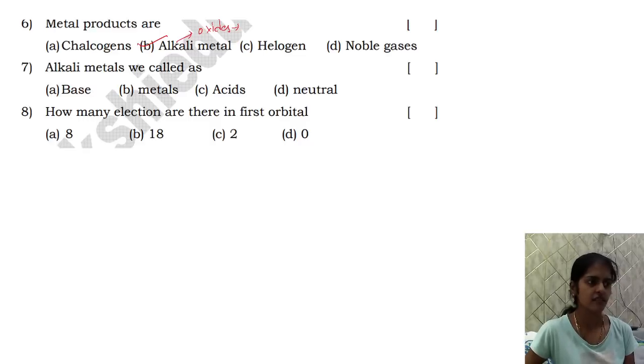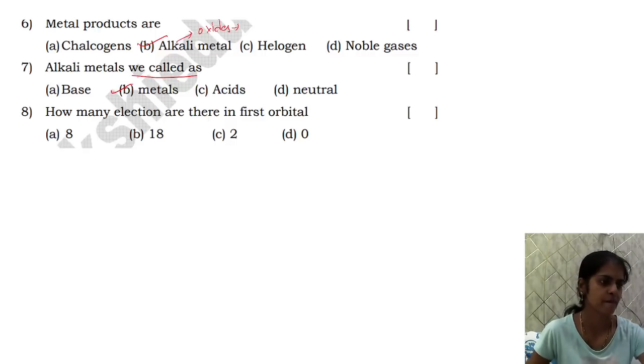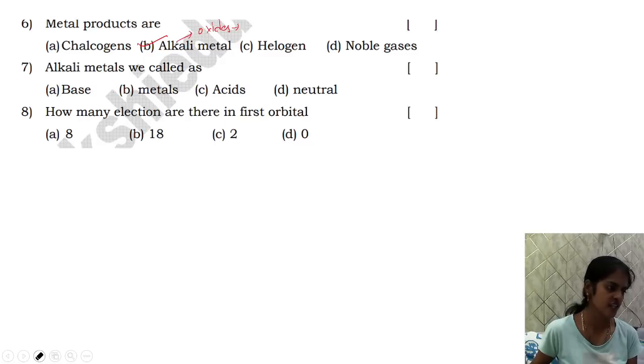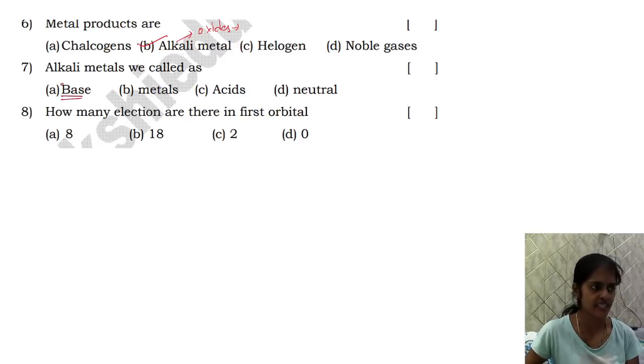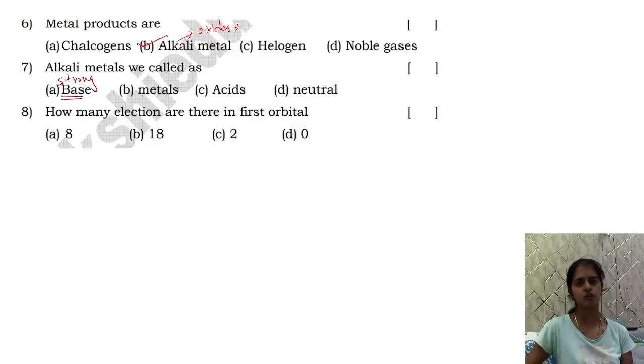Alkali metals are also called as, who is called as alkali metal? We can frame this question: who is called as alkali metal, or dash are called as alkali metals. Bases. Wait, here it is bases now. Dash are called as alkali metals means strong bases. So strong bases are alkali metals.